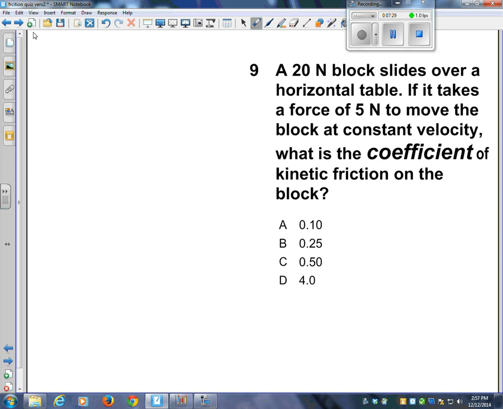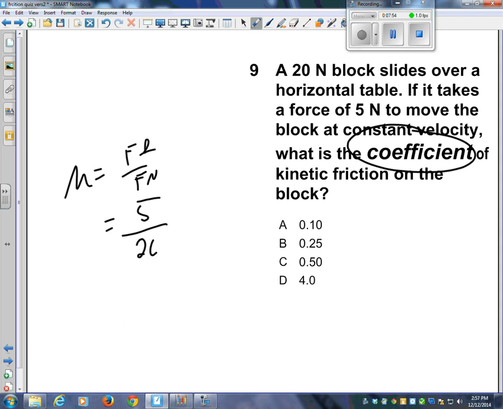What's different about this question, Sam? Exactly. You're looking for the coefficient. It's not going to be the same answer. Mu equals Ff over Fn. If it takes 5 newtons to move the block at a constant velocity, what is the friction force? 5. And it's a 20 newton block. That's your weight force, so your normal force is also 20. Your answer, 0.25.